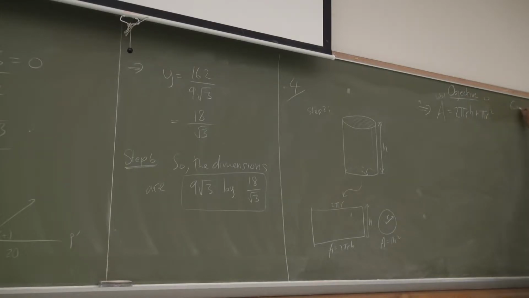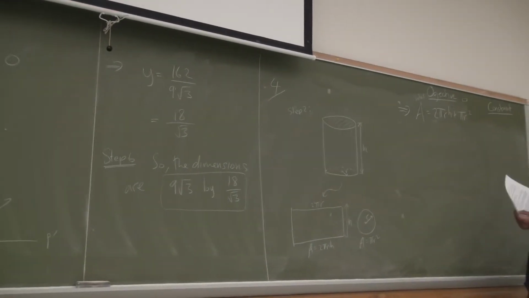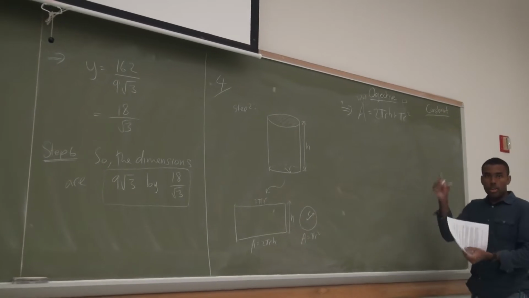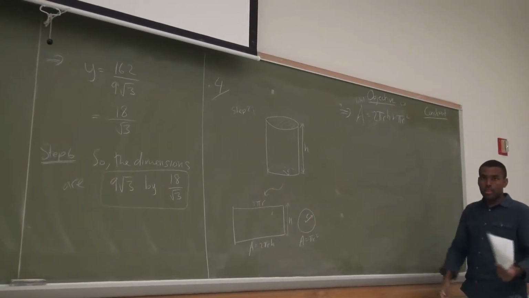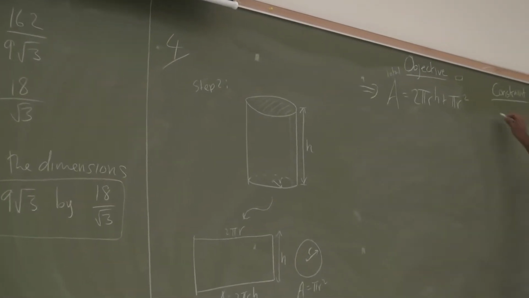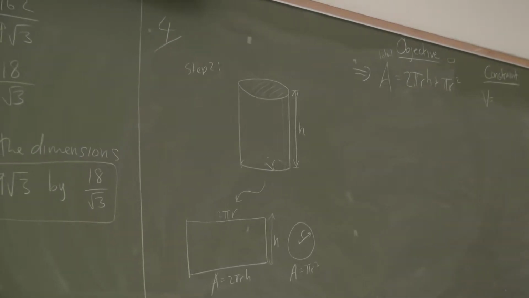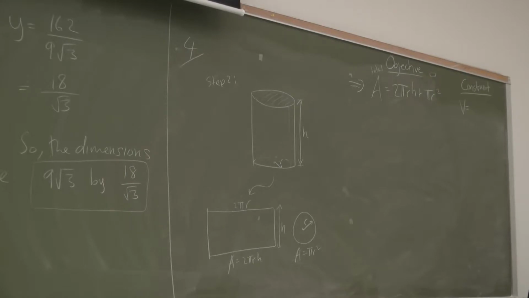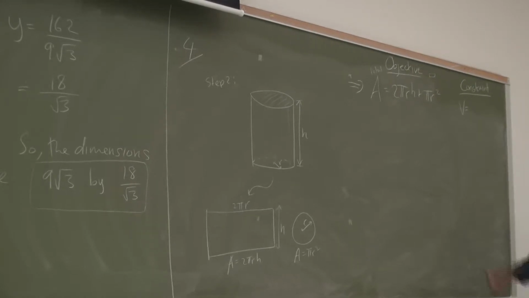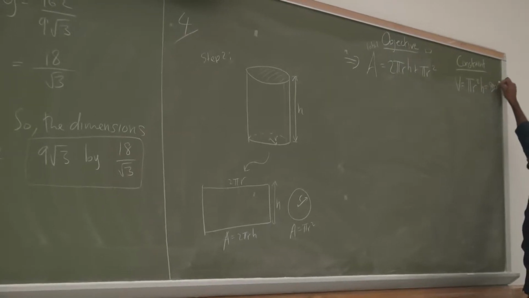What is the constraint? Volume is a constraint. How do I know it's volume? Because they gave you cubic units, right? These are things that you should be able to pick up on. If they just give you a unit of length, that's just a length. If they give you a unit of length squared, it's an area. If a unit of length cubed, it's a volume. So volume is going to be our constraint. What's the volume of this cylinder? Pi r squared h, and we know that that's 8,000 pi.